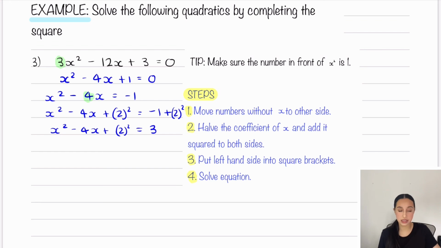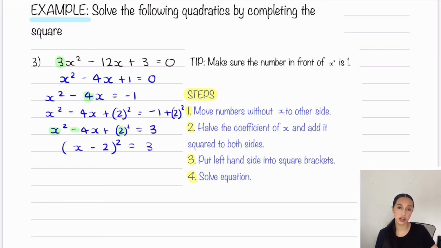Now step 3 is to put the left-hand side into square brackets. Look at your first term and your last term. So we have x squared and 2 squared. So we're going to put x and 2 into the brackets. And since there's a minus in this equation, we're going to put x minus 2 into the brackets. And then square that bracket, and that equals 3. Now we've completed the square, and now we just need to solve this equation.